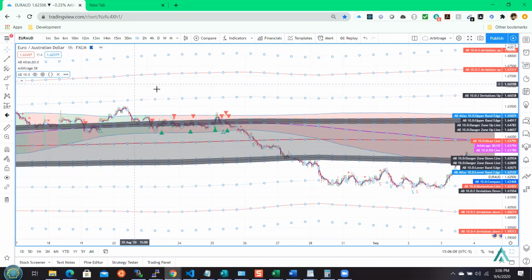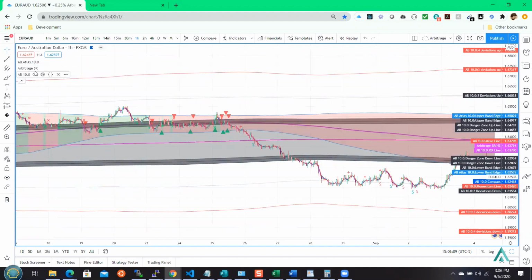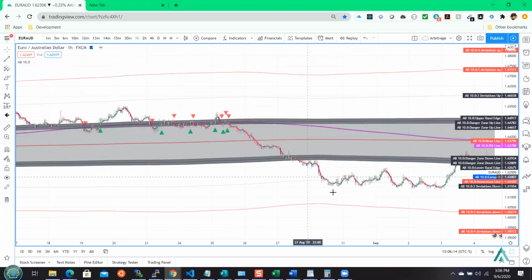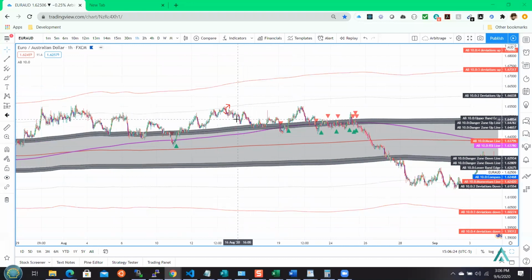First off, in 10.0, let me get rid of a little bit more. I'm just going to get rid of everything, go all the way back to the complete basics. I think I saw someone in the waiting room. I did. All right. So Arbitrage Bands 10.0.